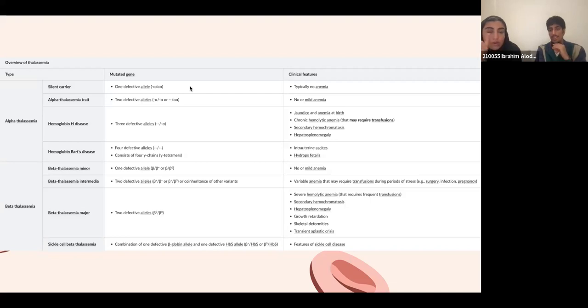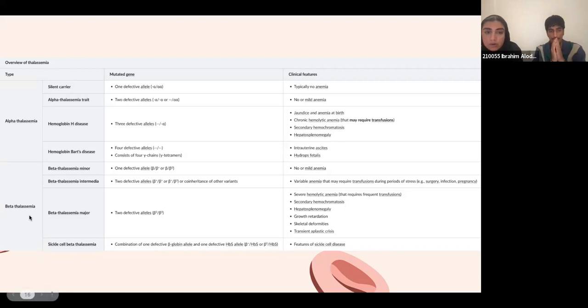I'm going to point out the keywords that they want you to remember that are going to come up in your question. So let's start from alpha. It's on top anyway. Hydrops fetalis is super, super important. As soon as you see hydrops fetalis, you're going to say hemoglobin Bart's disease, okay? That means all 4 defective alleles.